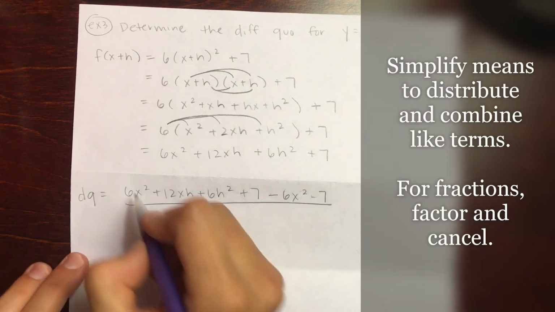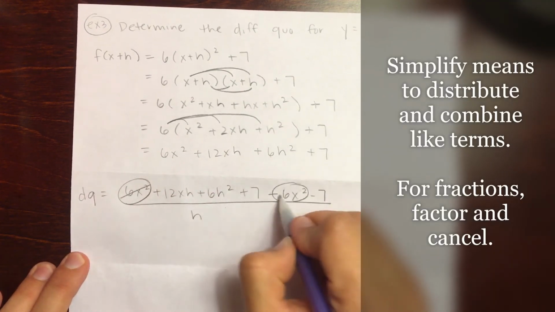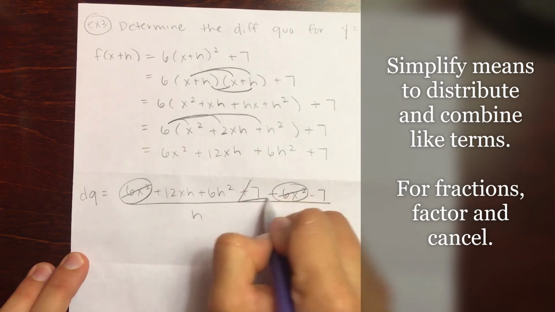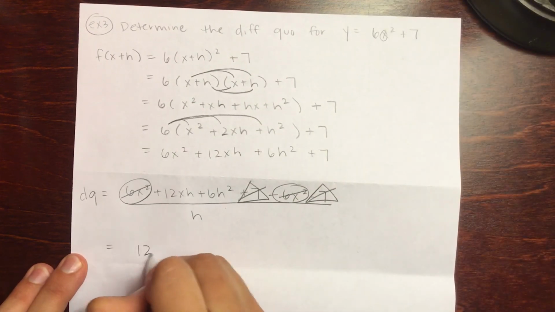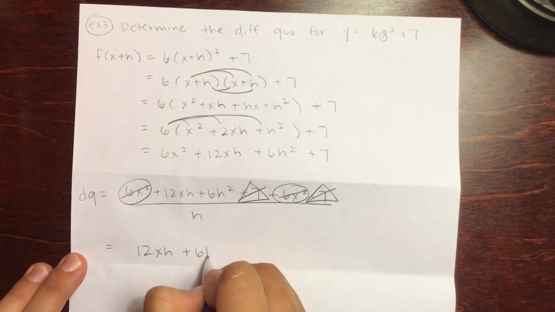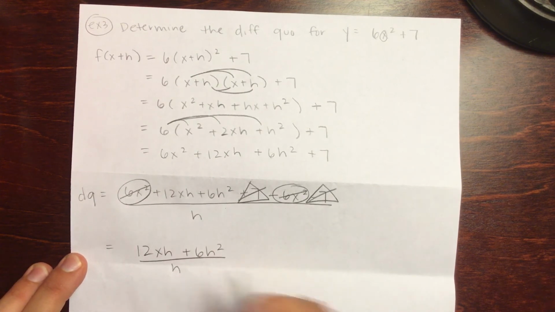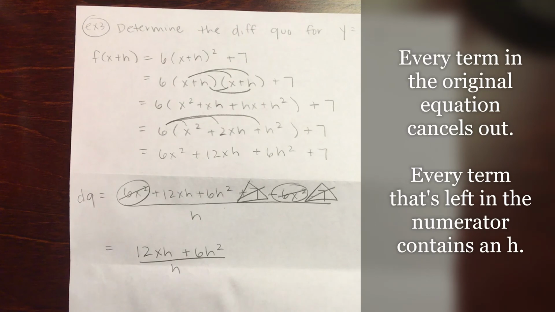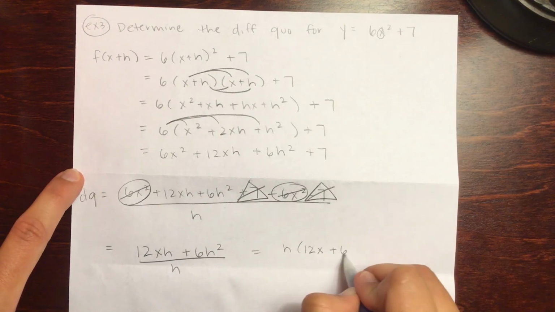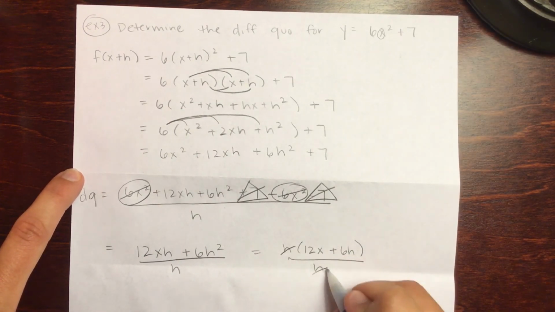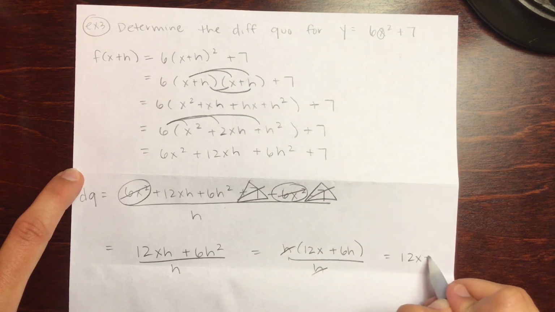And now we're simplifying. Combine like terms. Every term in the original equation should cancel out, and everything that I'm left with in the numerator has an h in it. So I can factor out the h, cancel, and this is my final answer.